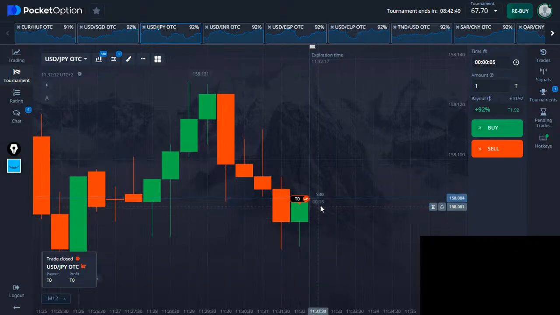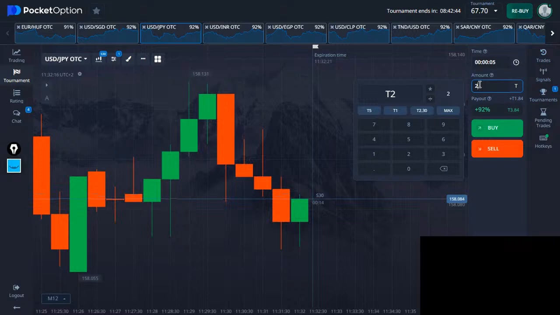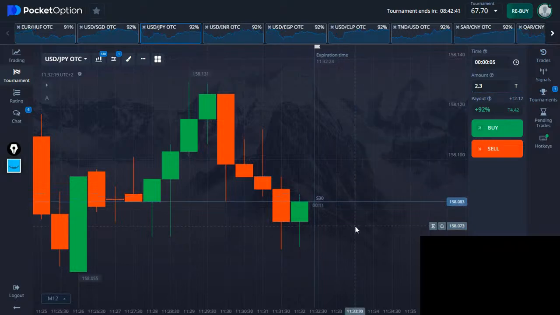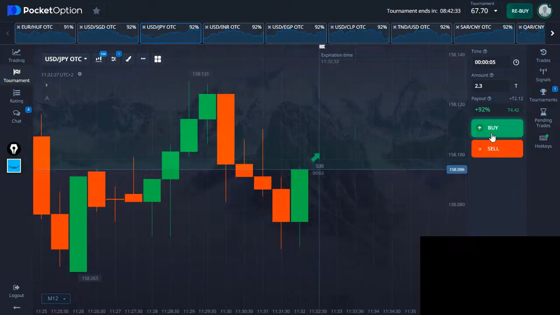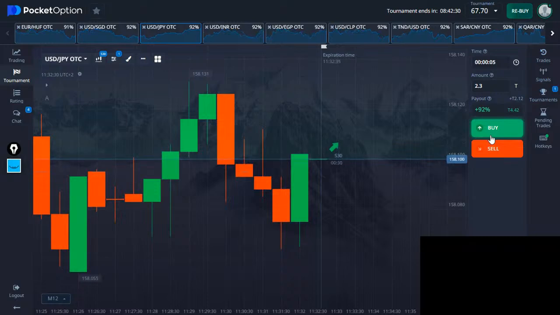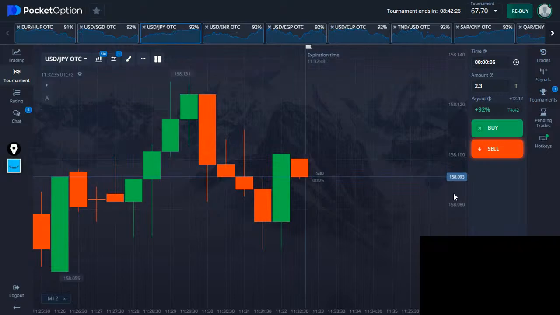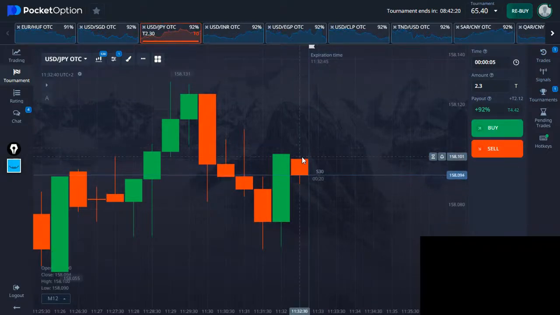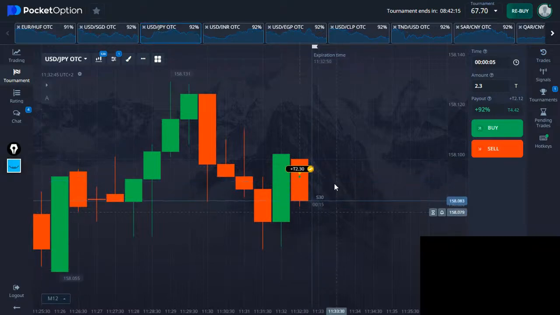Let me see. Okay. So increase the amount to 2.3. Okay. Gap down. Give me green. Give me green. For God's sakes. Nope. I'll go for a sell. Okay. It's a refund. However, a 10-second trade would have been a win over here. Let's go back to 1.